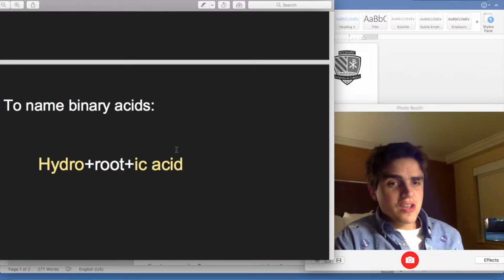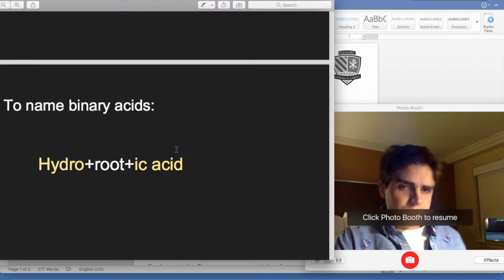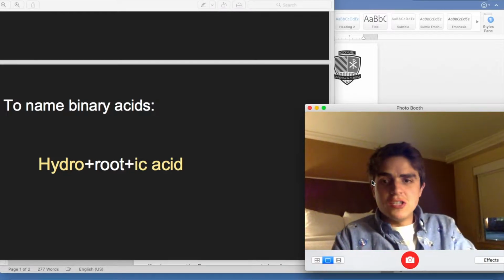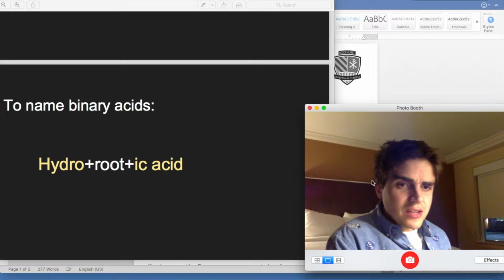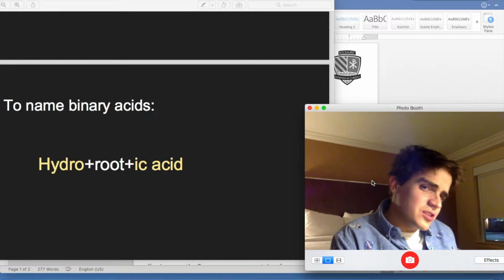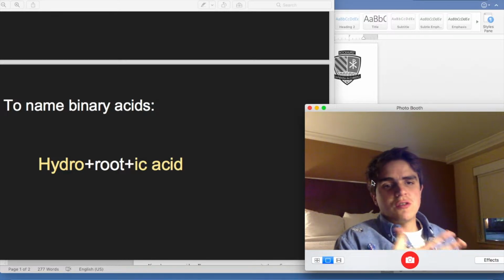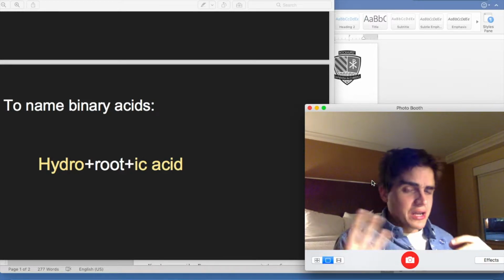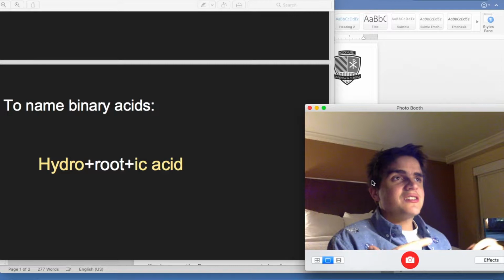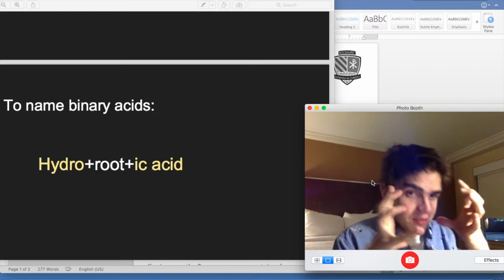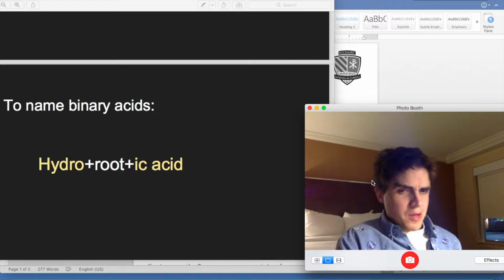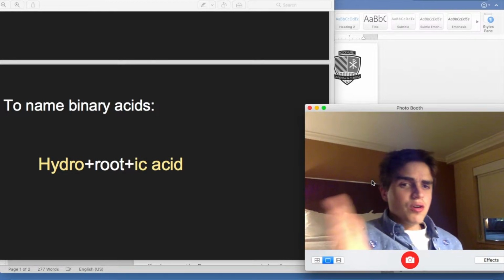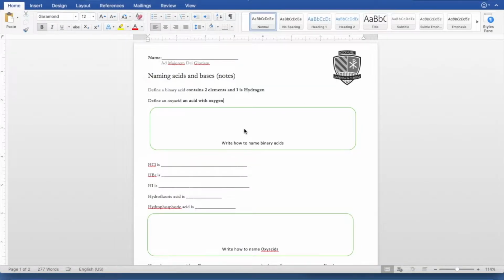It's easier to learn how to do this by just doing it. But hydro, root, ic, acid. That's not too bad. The root, of course, is just the stem, just the base of the word. So, for instance, if I have chlorine, it's just chlor. If I have fluorine, it's just fluor. If I have iodine, it's just like iod. We're just taking the center piece of the word. And if you don't get it perfect, don't worry about it. I just wanted you to get close. So, hydro, root, ic, acid. That's how you name binary acids. It's literally just going to be hydro plus root plus ic acid.